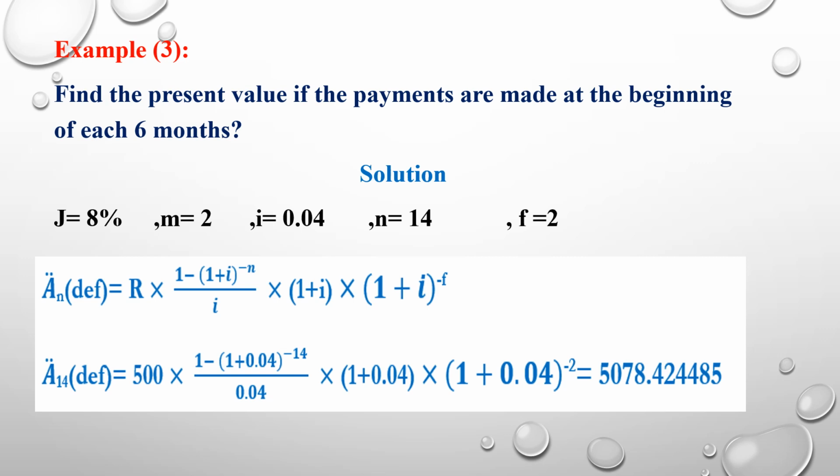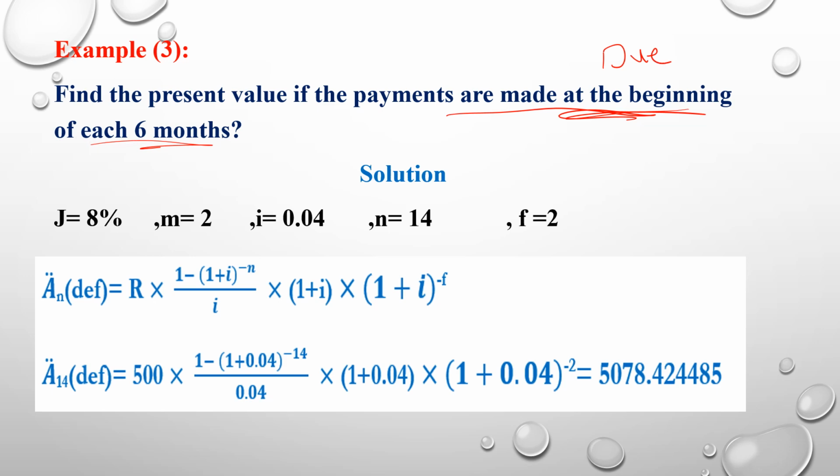Another example: find the present value for the payments in the previous example, but if they are made at the beginning of each 6 months. So we will resolve example 2 again and find the present value of these payments, but they are made at the beginning, not at the end of each 6 months.